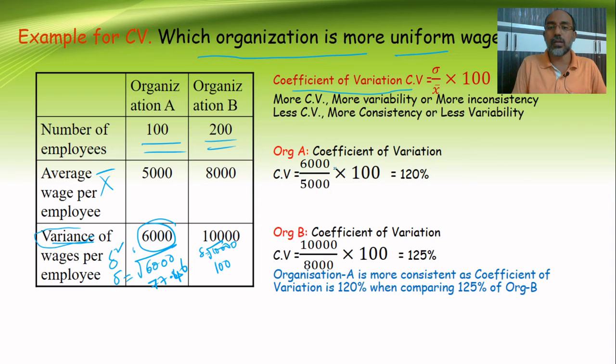Here, instead of writing this, which is wrong, you need not consider it. I am writing once again here. CV for organization A is 77.46 divided by the average wage per employee, so x bar is 5,000.